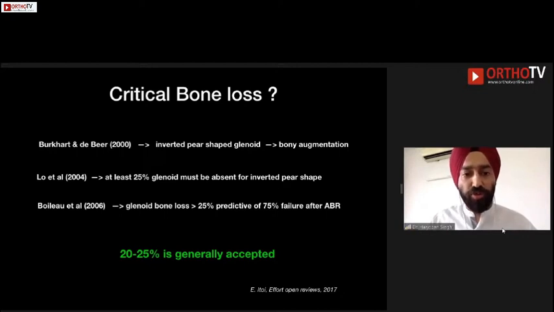Lo et al. also in 2004 had a similar finding that if there is more than 25% glenoid bone loss, it would appear as an inverted pear shape. Boileau in 2006 also identified that glenoid bone loss of more than 25% is predictive of 75% failure after arthroscopic Bankart. So this 20 to 25% of glenoid bone loss has been a generally accepted figure by most authors.